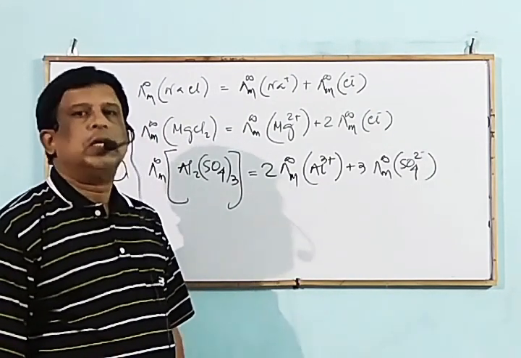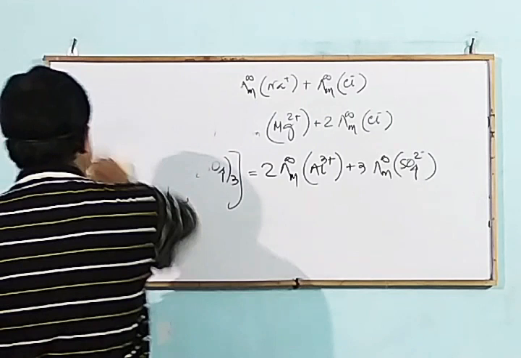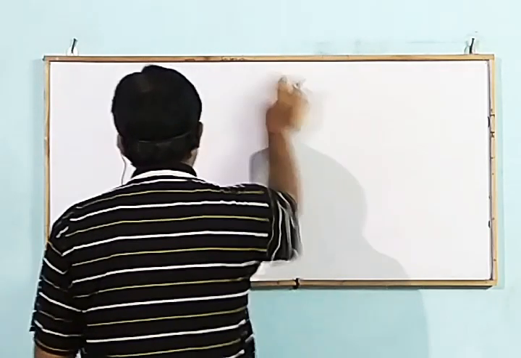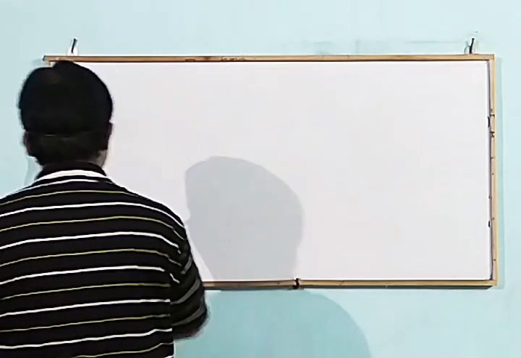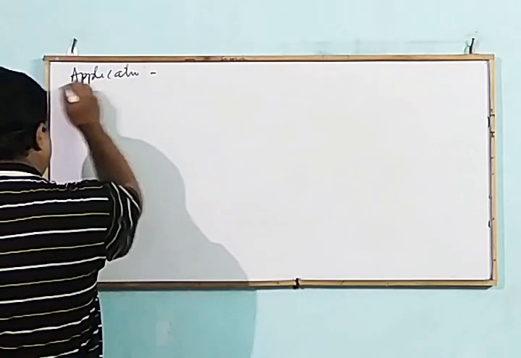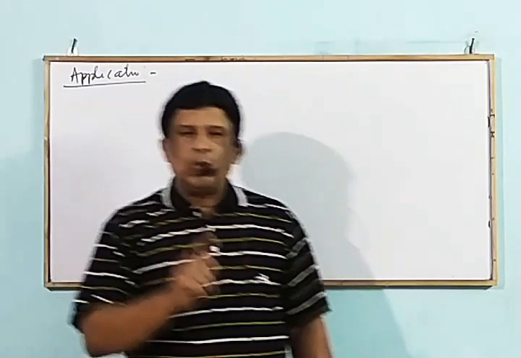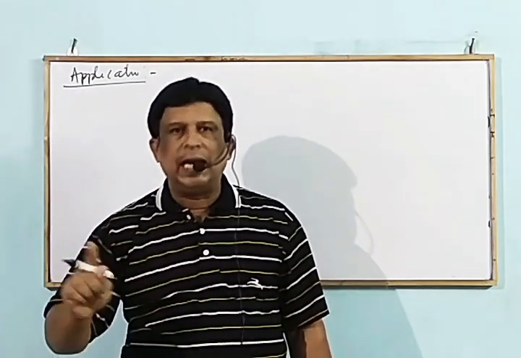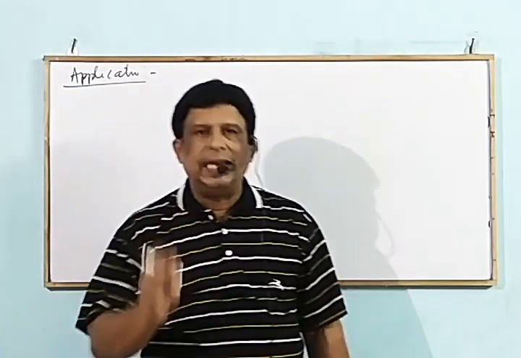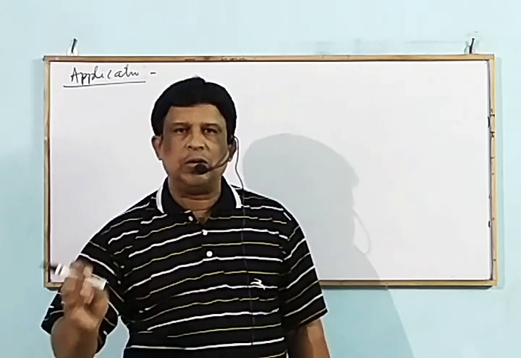Then we discuss the applications of Kohlrausch's law. Next, we discuss the application of Kohlrausch's law. There are 3 applications. Point 1: calculation of molar conductivity of a weak electrolyte at infinite dilution. Point 2: calculation of degree of dissociation. Point 3: calculation of dissociation constant.